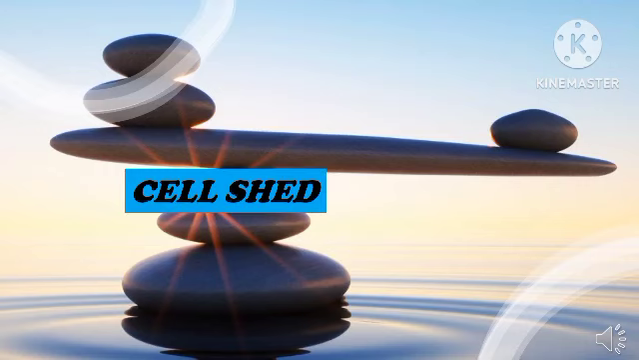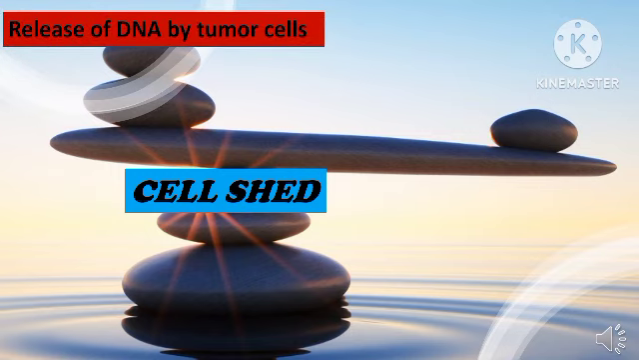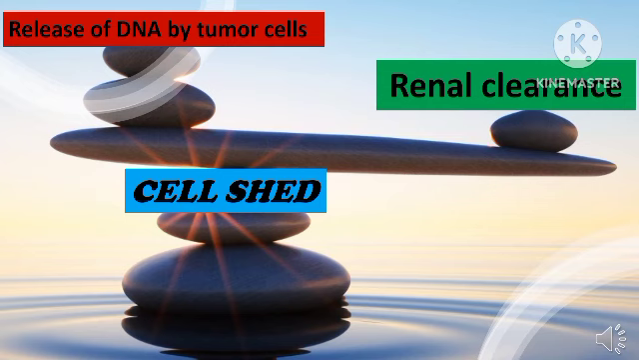You have to know about cell shed. Cell shed is a phenomenon which tells about the rate of release of cell-free DNA by tumor cells and renal clearance, based on which the quantity of cell-free DNA in the circulation depends. More the renal clearance, lesser is the cell-free DNA available in the circulation. Lesser the renal clearance, more is the cell-free DNA which is available in the circulation.